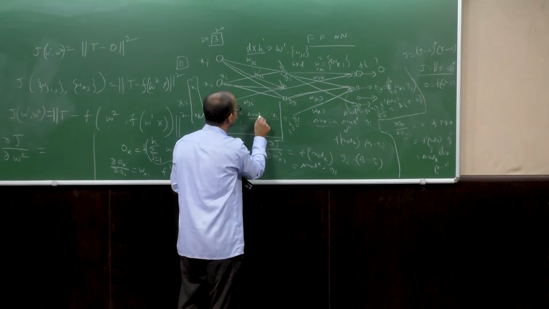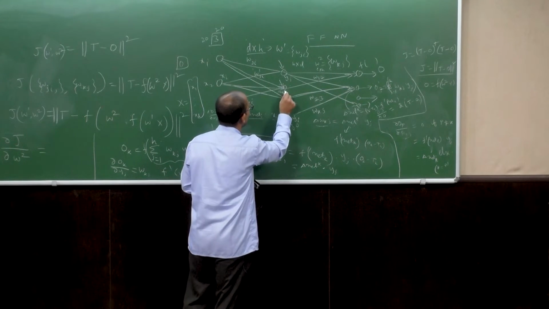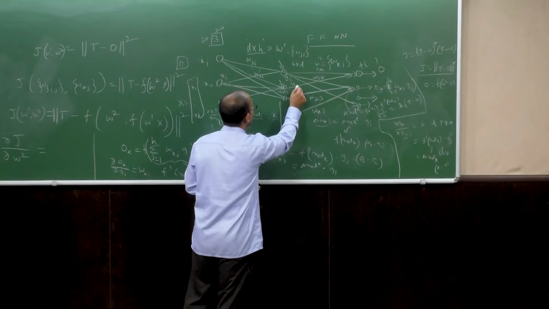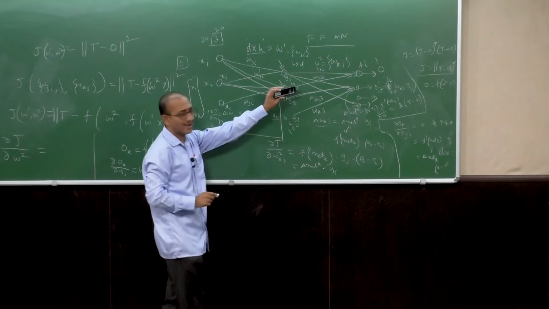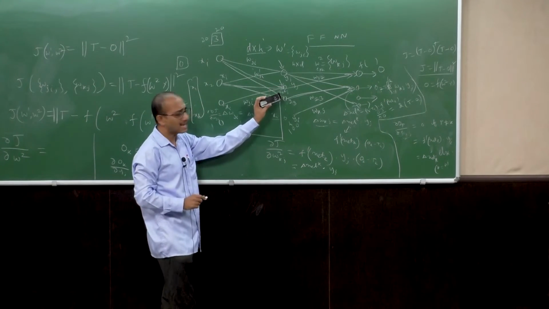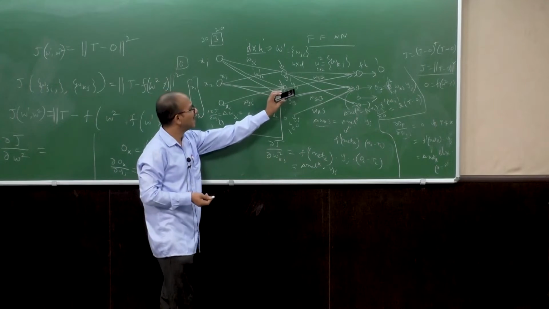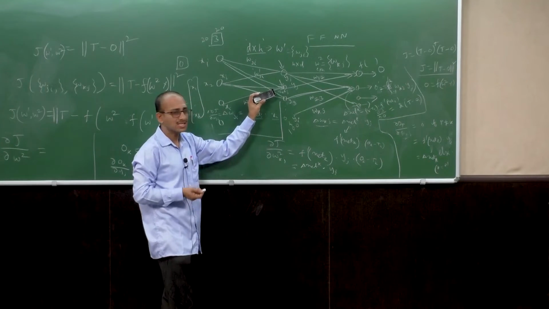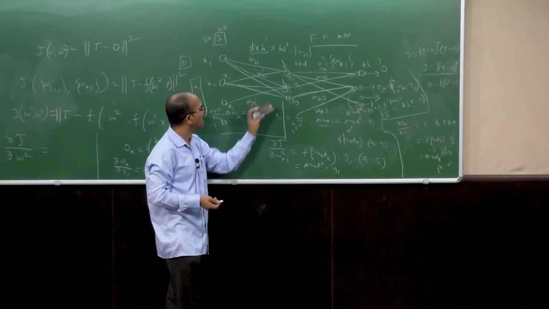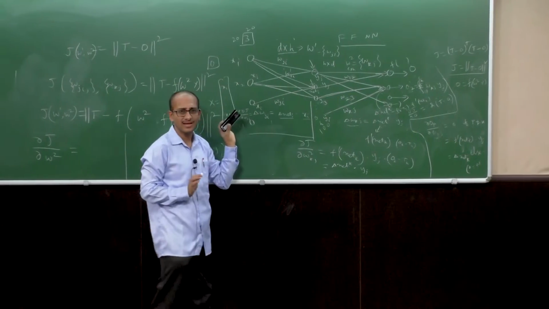Where is net j? Before going here you have net j, and after going here you have yj. If you cross this you have yj. If you don't cross it, it is net j. Yj equals f of net j. So simply you take the gradient here, and then multiply with the input here, you get this weight update.